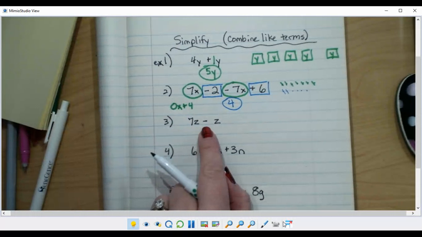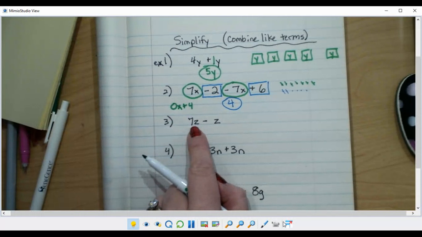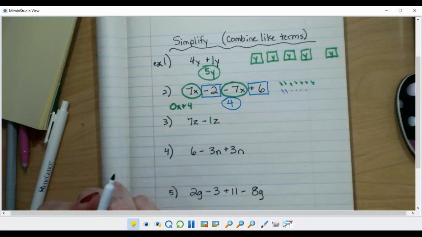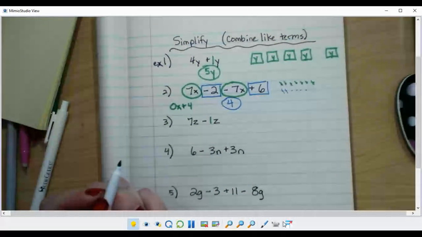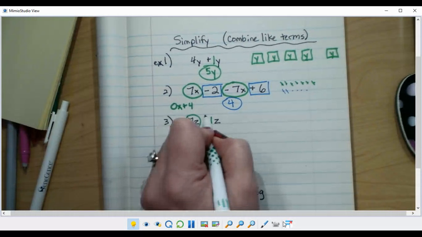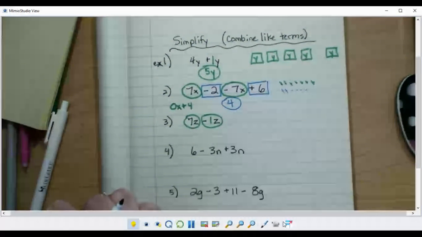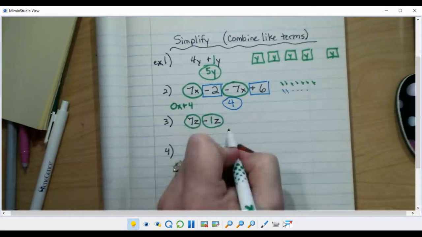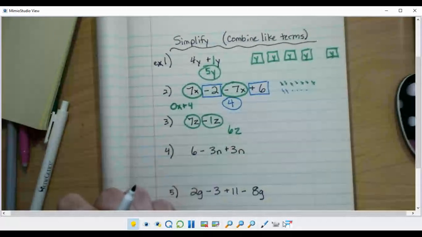Okay, like we had for these first examples, 7z minus z. Remember there's a 1 here. Are they like terms? Yeah. Now, if you're in the habit of circling, that's a good thing to do. You could also, for this one, just say, what's 7 minus 1? So for this one, it would be 6z.